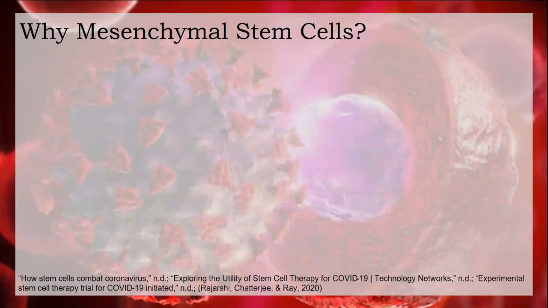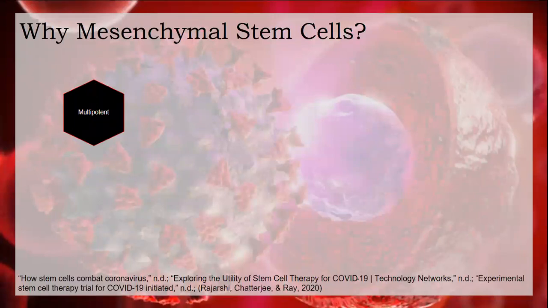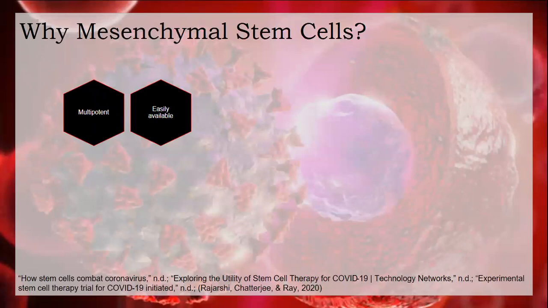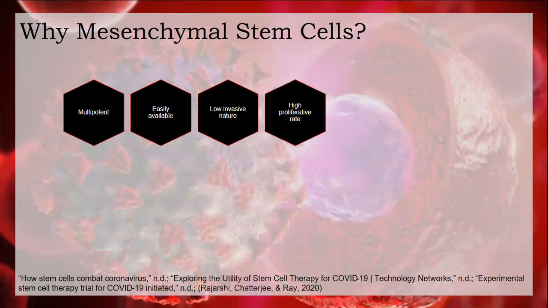Why have we chosen mesenchymal stem cells? One of the reasons is that they are multipotent. As I mentioned earlier, they can help regenerate the lung tissue by their differentiation capacity. They are easily available from various human sources. They have a low invasive nature and a very low risk of a cross immune reaction in an infected individual. They have a high proliferative rate and they are free of ethical and social issues.